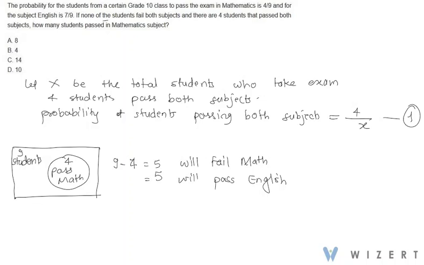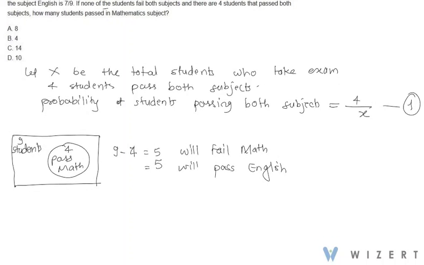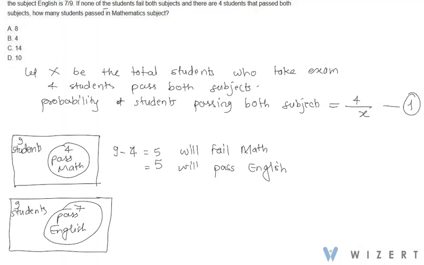Similarly, for English, the probability of passing is given by 7 by 9. So if there were 9 students, 7 will pass English. And using this diagram, we can say that 9 minus 7 equal to 2 will fail English. That means that these two will pass math.